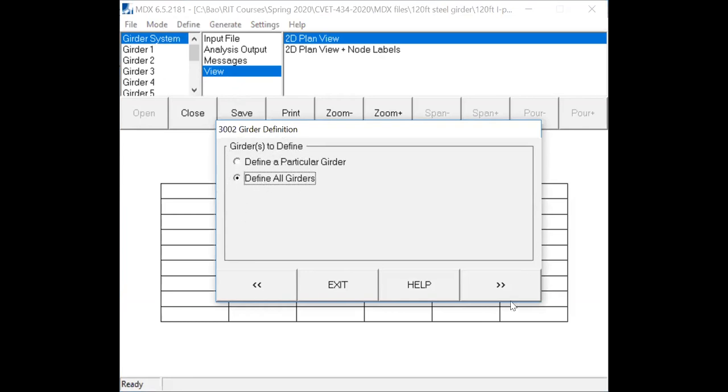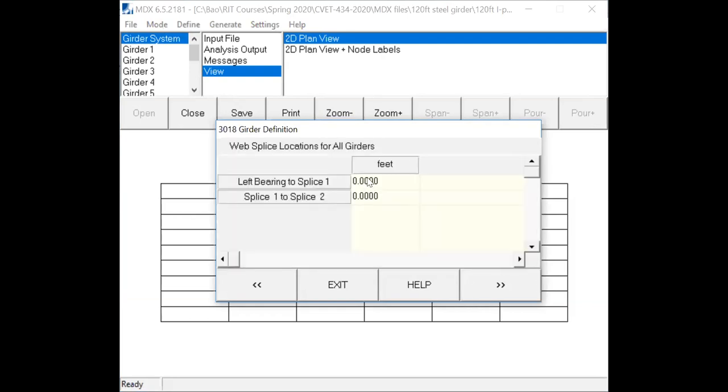So we have 10 girder lines. The type of girder is plate girder, and for web splice locations, the same web splice location for all girders. So for all of those 10 girders, we have exactly the same location for splices. The number of web splices for each girder is 2. Left bearing to splice 1 is 25, and splice 1 to splice 2 is 70.